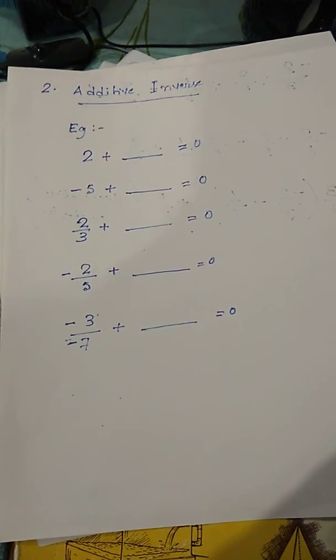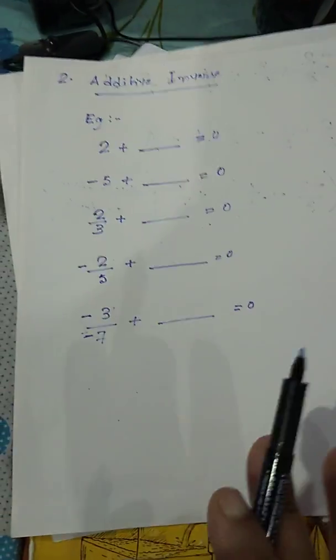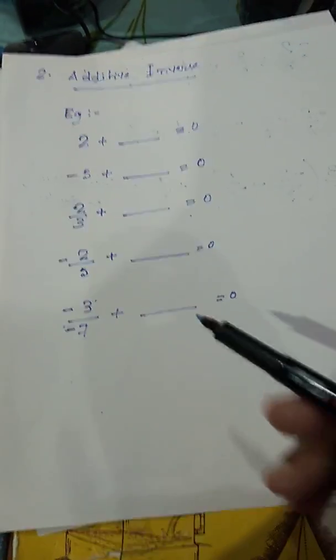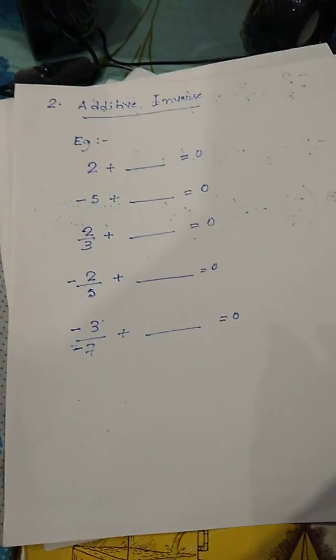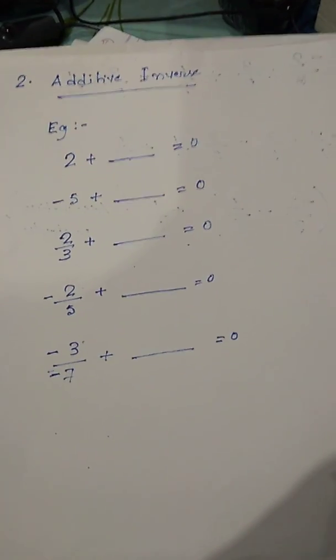It is all about additive inverse. Whatever sums I have written are just the examples I have given. Just try to understand this and then you will solve question number 2. Okay, so just build the concept of additive inverse. Now, what is additive inverse?